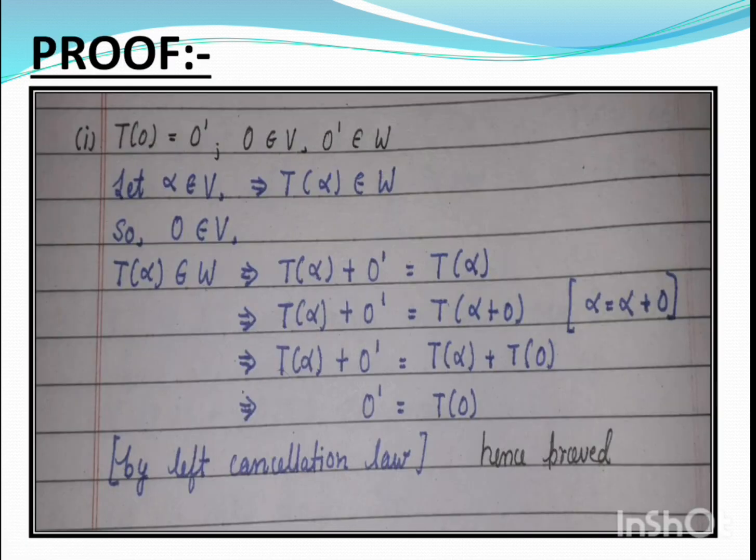Now starting with the first proof. The first theorem was T(0) equals 0', where 0 belongs to V and 0' belongs to W. So let α belong to V. It means that T(α) belongs to W. Also 0 belongs to V. Now T(α) also belongs to W, which means T(α) + 0' equals T(α), which can further be written as T(α) + 0' equals T(α + 0), since in place of α we write α + 0, which again comes as α. Now T(α + 0) equals T(α) + T(0), and by the left cancellation law we can prove that 0' equals T(0). Here our first theorem is proved.